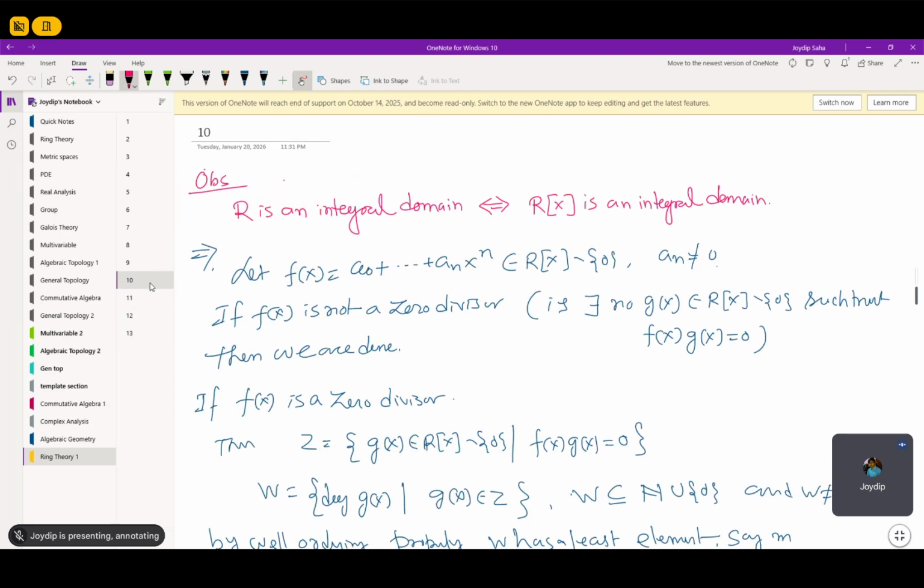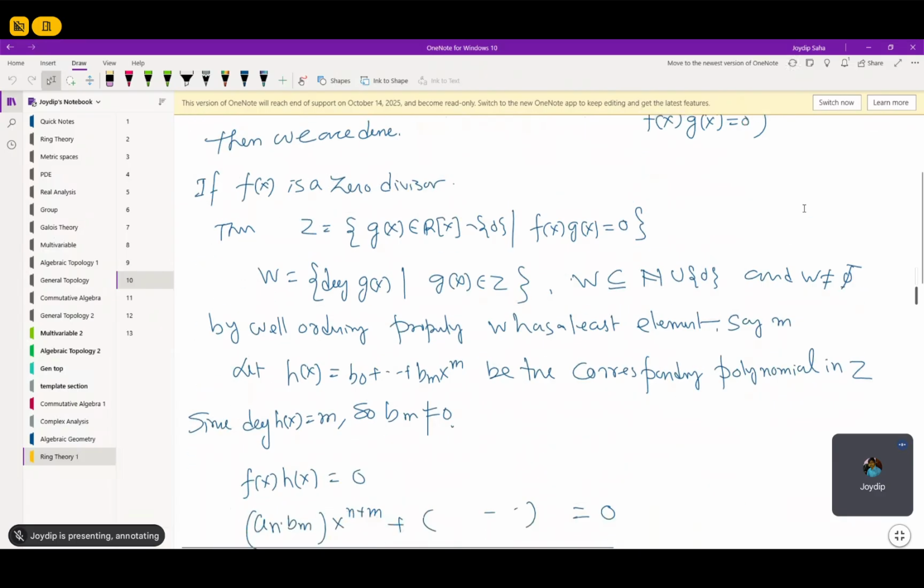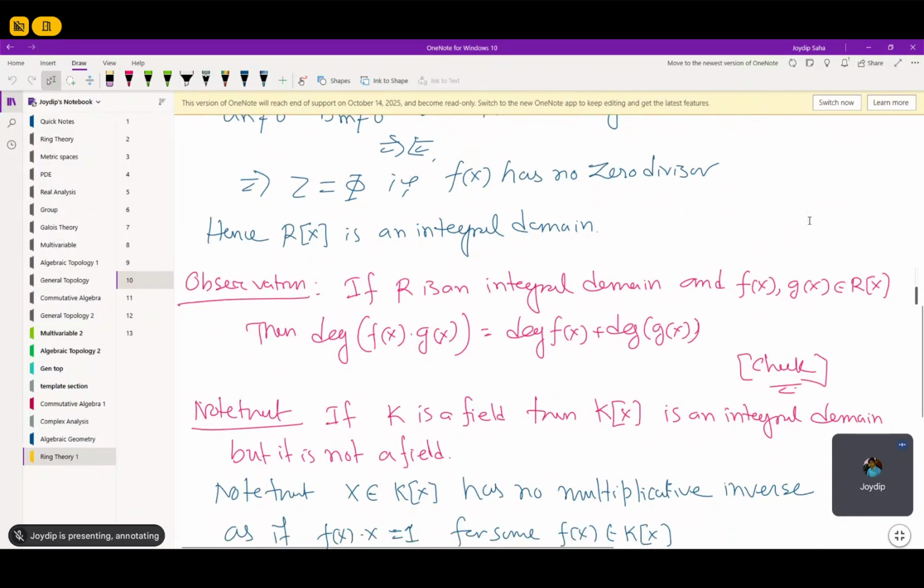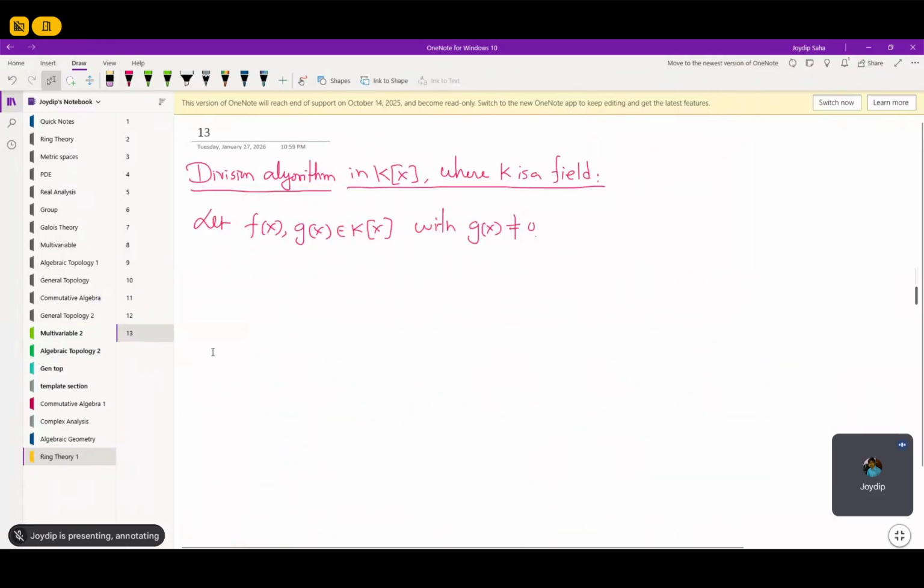And we prove that yes, if R is an integral domain, then R[x] is an integral domain. So K[x] is an integral domain. This is my proof. And degree of f(x)g(x) is degree f(x) plus degree g(x). Note that K[x] is an integral domain, but not a field. This was in the previous class. So now we will prove this.